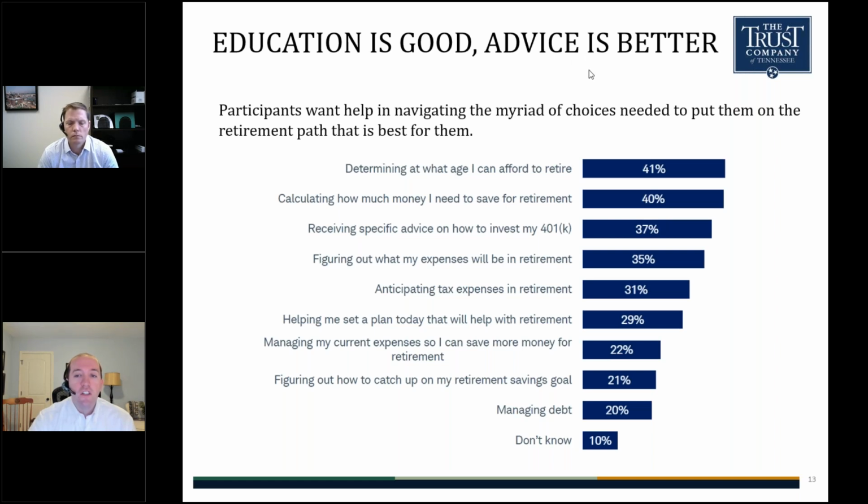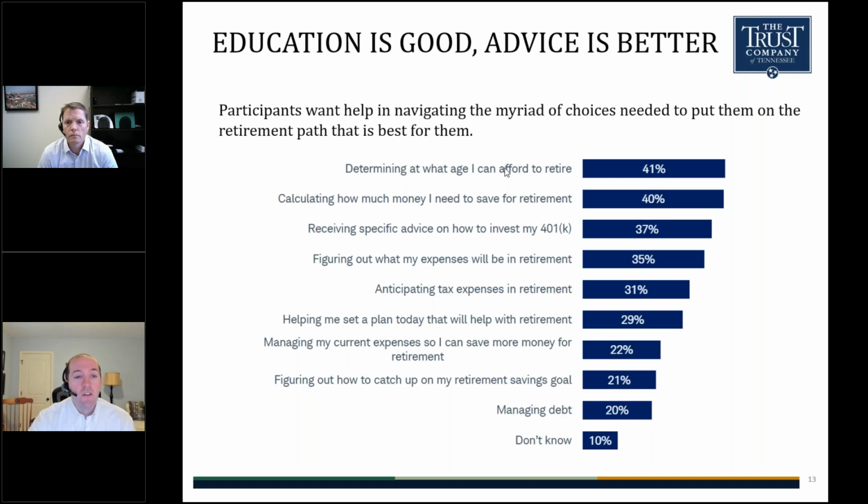Looking across some of the common things that participants want help on, it's determining what age I can afford to retire, how much money I need to save for retirement, and can I get advice on how to invest in the 401k plan. This is where I'd really encourage you to rely on your provider. Some providers will offer education, things like what's the difference between stocks and bonds, what are the provisions of the plan, what are the investment options. But what can actually move the needle a little bit more is offering advice.